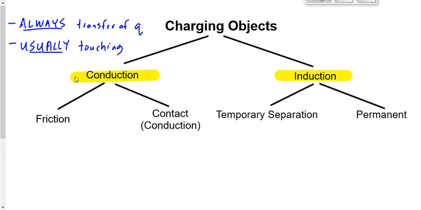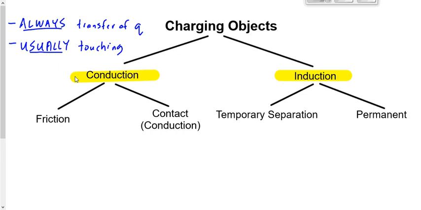Usually conduction involves touching, but sometimes things can be close enough together that it's as if they're touching. That's what happens with lightning. It's raining outside, and there's a big buildup of electrons on a cloud, and that charge jumps from the cloud to the ground. Well, that's conduction, because it was a charge transfer from the cloud to the ground. The cloud wasn't touching the ground, but they were close enough that it was as if it was. So it always involves a charge transfer, and it usually, but not always, involves touching two things together. Now, we break conduction down into two subcategories.